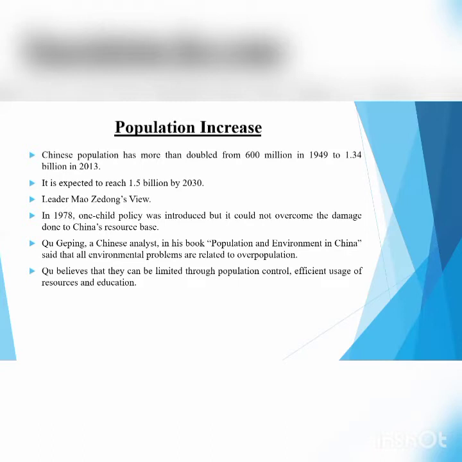So, in this context, Qu Geping, who was a Chinese analyst, mentioned in his book Population and Environment in China that all the environmental problems are related to overpopulation. And he believed that populations can also be limited if the population is controlled, resources are used efficiently, and the masses are educated.